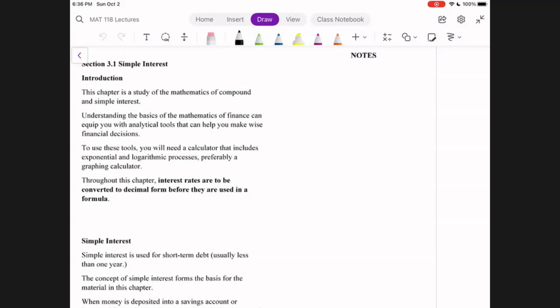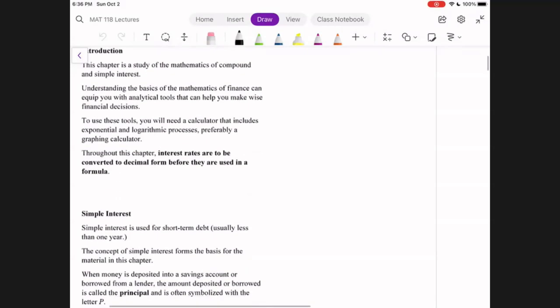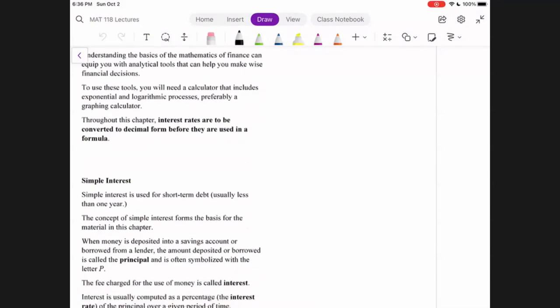So this chapter is a study of mathematics, of compound and simple interest. Understanding the basic mathematics of finance can equip you, very useful for the future, especially when you're making decisions. To use these tools, you will need a calculator, so make sure you have a calculator or you use Desmos. Throughout this chapter, interest rates are to be converted to decimal form before you use them in a formula, and if you get the rate out of the formula, then you have to convert it to the percentage. Okay, so just be aware of that.